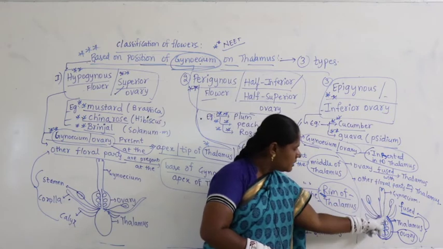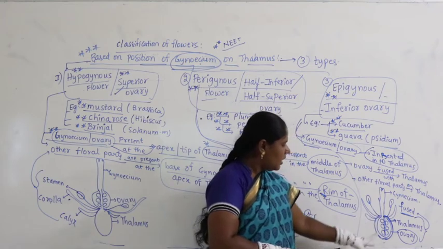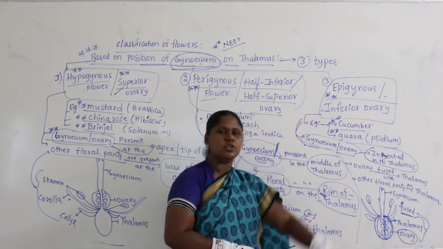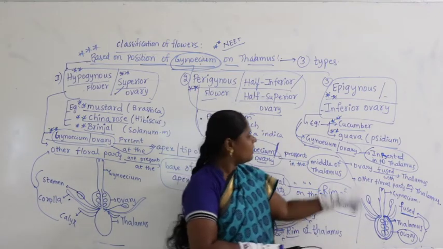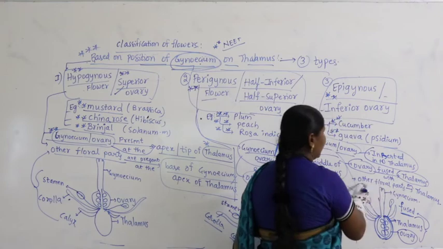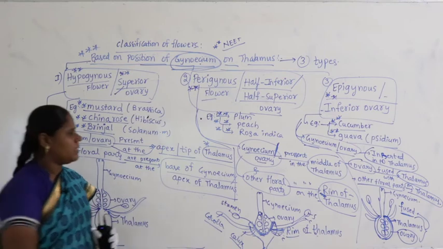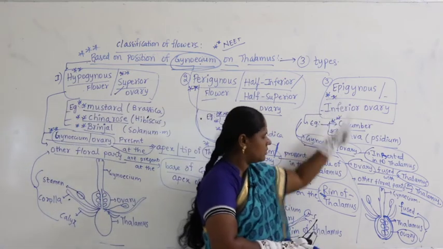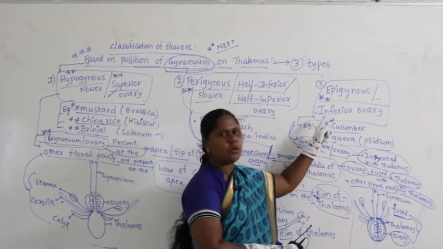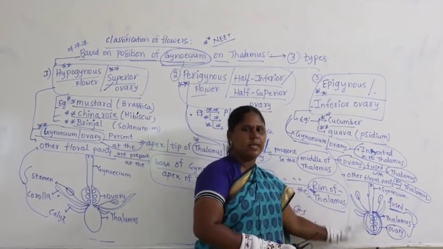Now, when it is completely inserted into the thalamus, what about other floral parts? Other floral parts are on the thalamus, and here the ovary is fused with the thalamus. Ovary is present inside the thalamus, very important. Then other floral parts are located on the thalamus. Such type of arrangement is called epigynous. The position of the ovary is completely inner to the thalamus. So, this is called as what? Inferior ovary, right.